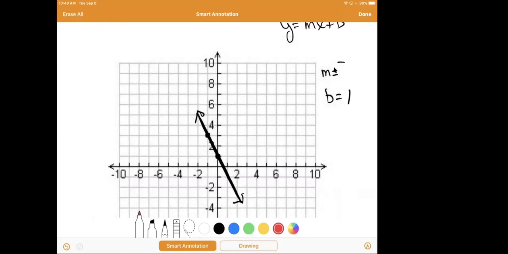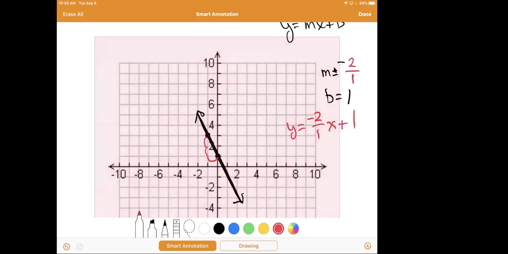And I'm going to change colors here. Remember that our vertical change is what we look at first. So I'm going to start at the left-hand point, which is (-1, 3). We're going to go down 1, 2 points. So it's -2 over, and then we're just going to move over 1 point. So the slope is -2 over 1. So our equation is y equals -2 over 1 x plus 1.